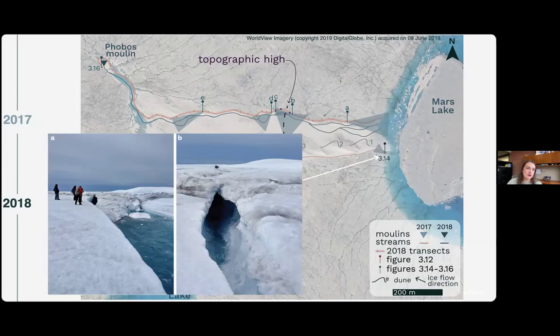So you can see here a collapsed snow bridge, and you can see some turbulent scallop marks on it, indicating that water was sucked out of this as the lake drained and dropped its water level.